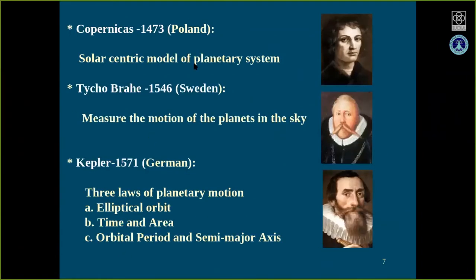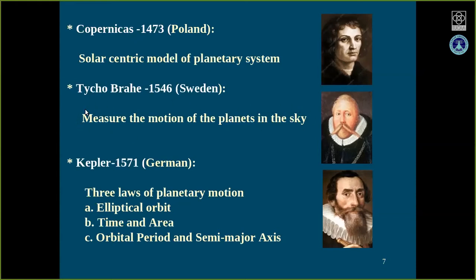So next one is Copernicus. You know, he's from Poland. For the first time, he made the sun-centered model of our planetary system. And after that, this famous fellow Tycho Brahe, he is from Sweden. In 1546, he devoted his whole life to observing the positions of stars and planets in the sky.